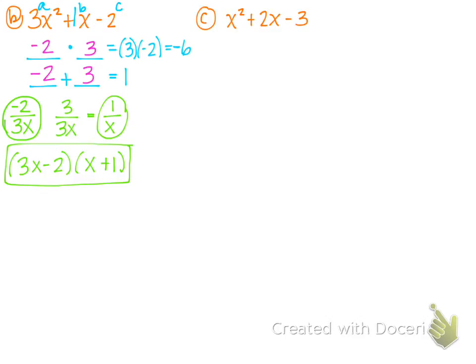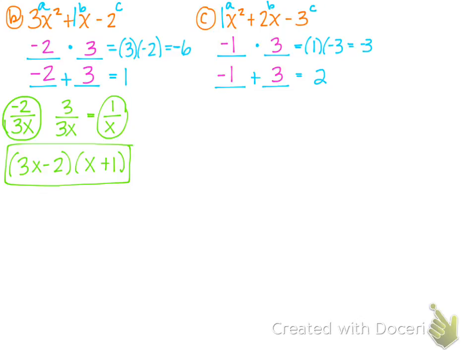Let's look at C. So this time our A is 1, and that's okay. B is 2, and C is negative 3. Blank times blank is equal to A times C, so we have 1 times the negative 3, which is negative 3. Then blank plus blank is equal to B, which is 2. So then we have to ask ourselves, what goes in these two blanks? We got to multiply to a negative 3, but add to a positive 2. We have negative 1 and positive 3.